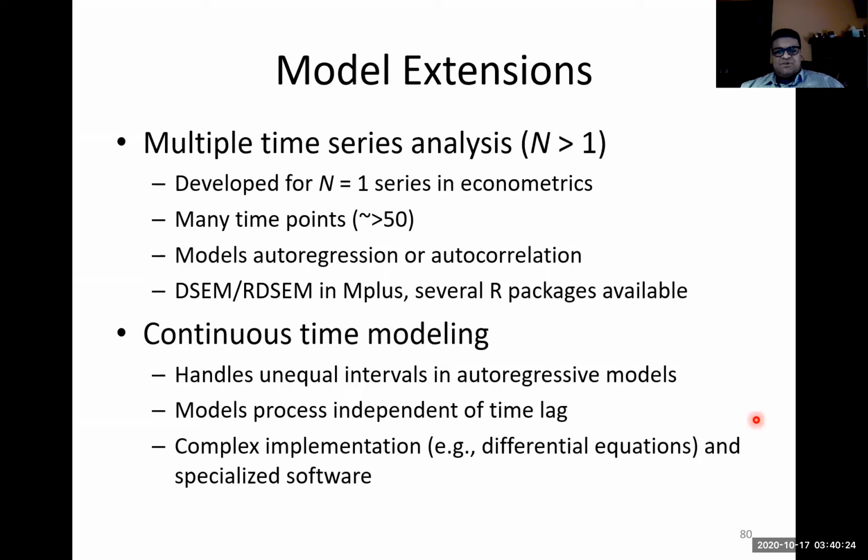Another extension that I mentioned earlier, which deals with the unequal intervals, is continuous time modeling. Okay? Basically, it models the process in terms of the association between X and Y in a way that's independent of the time lag. While this is a great model for data with unequal intervals, it's a complex implementation. For example, there are versions of this that involve estimating differential equations as a way of doing continuous time modeling, and it often requires specialized software, but it is possible.